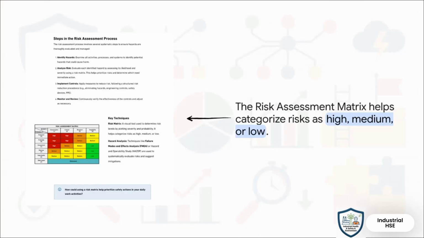You just plot likelihood against severity, and bam, the matrix instantly sorts the risk into a category: low, medium, or high. That color coding makes it so obvious where you need to focus your attention. You see red or orange, you know you've got to act, and fast.